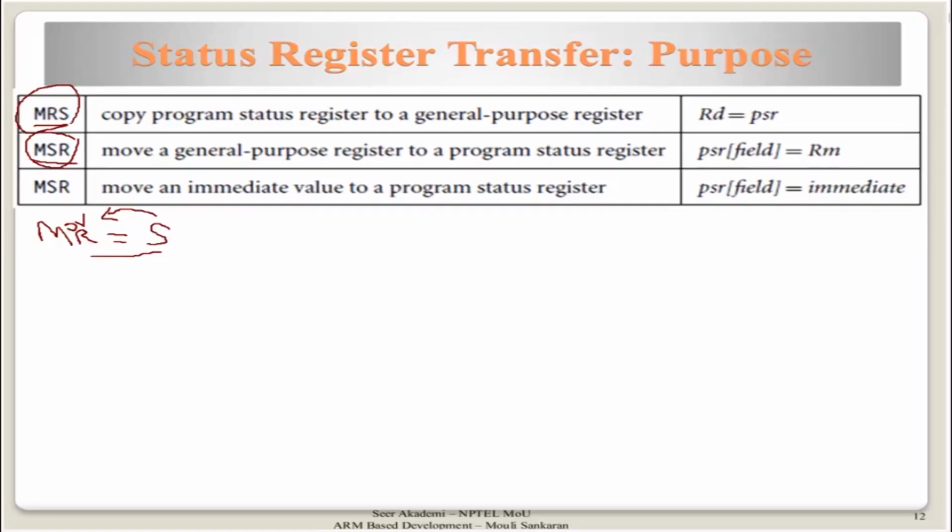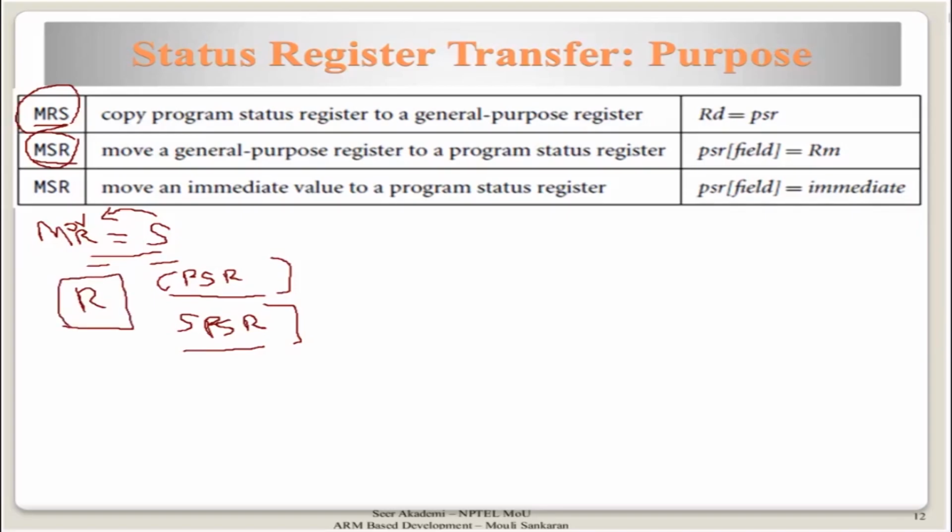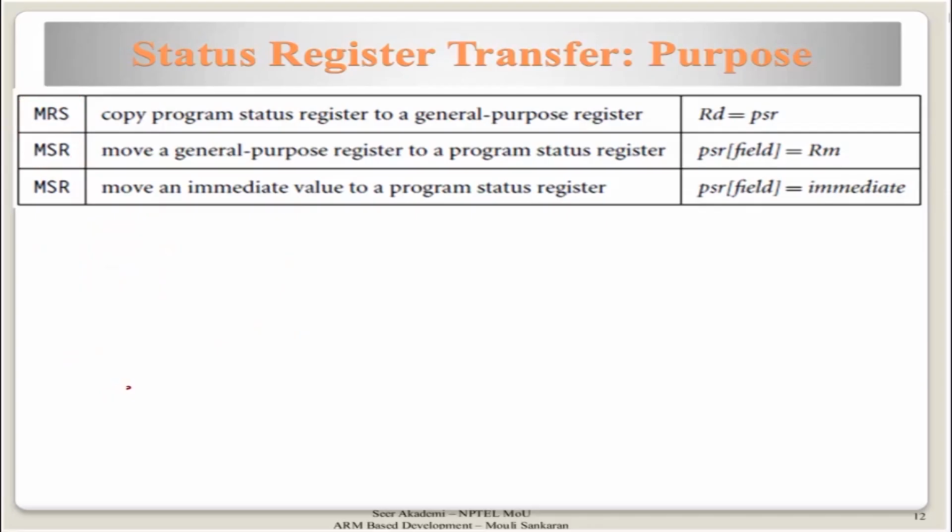So here R and S mean what? S is CPSR or SPSR. You know what they are. This is the current processor status register and this is the saved processor status register. This happens in a privileged mode and this is in a user mode, right? And R means any general purpose register. What you have from R0 to R15, they are all called general purpose registers. So this instruction helps you in exchanging that information.